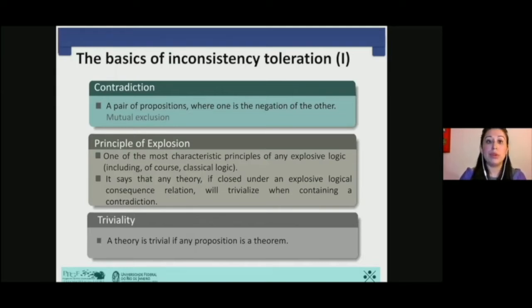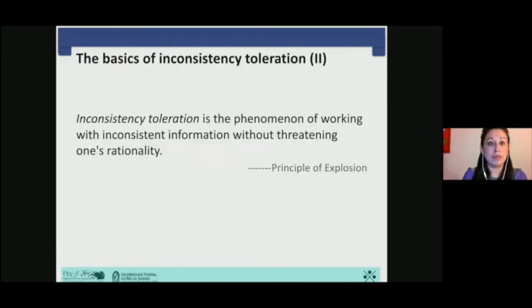So we want to avoid the presence of contradictions in theories that are closed under classical or explosive logical consequence relations, because we want to avoid triviality. And so inconsistency toleration is the phenomenon of working with inconsistent information without threatening one's rationality, in particular without reaching triviality from having a contradiction in your theory.